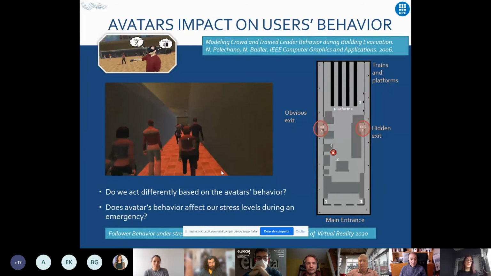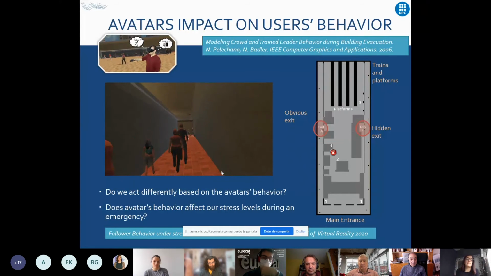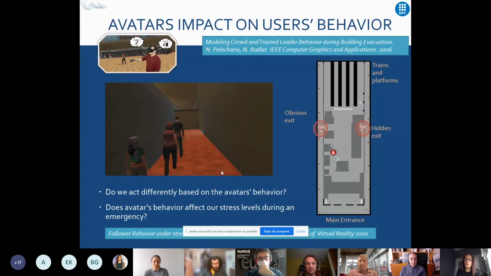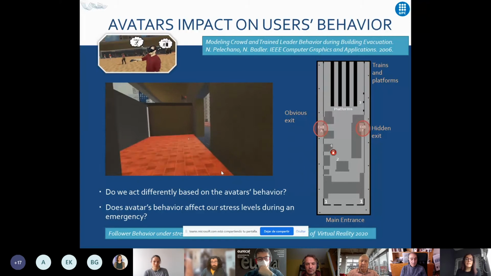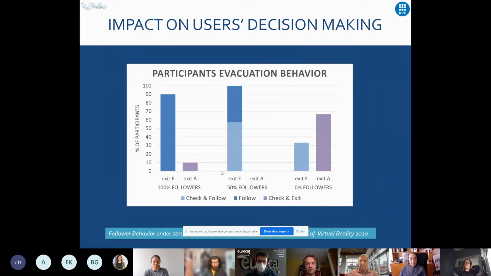People would just continue walking around doing randomly assigned tasks within the environment. And we wanted to study the user behavior in this situation. So what we found, for instance, in this experiment was that the number of people running towards an exit did influence the decision making.